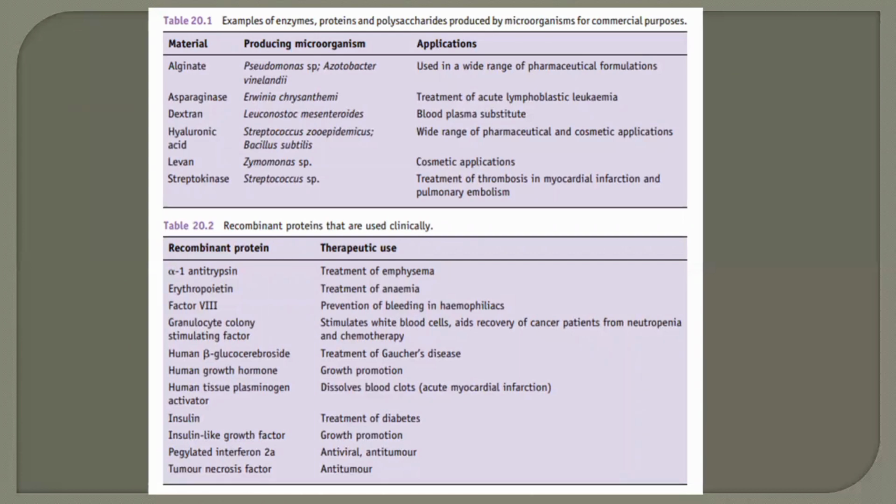Here are examples of enzymes, proteins, and polysaccharides produced by microorganisms for commercial purposes, and there is a range of pharmaceutical formulation.